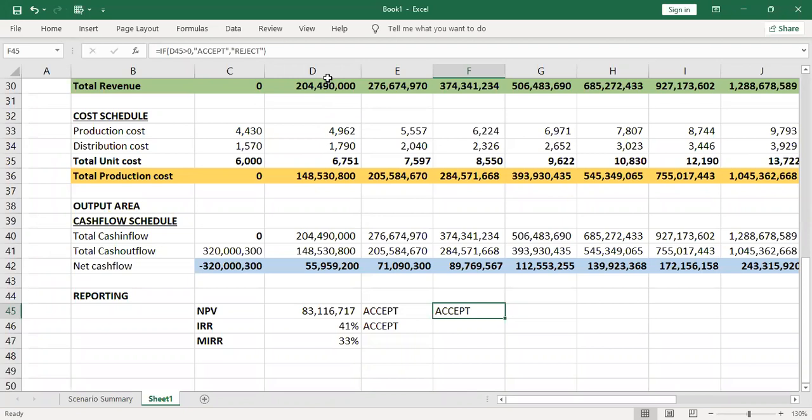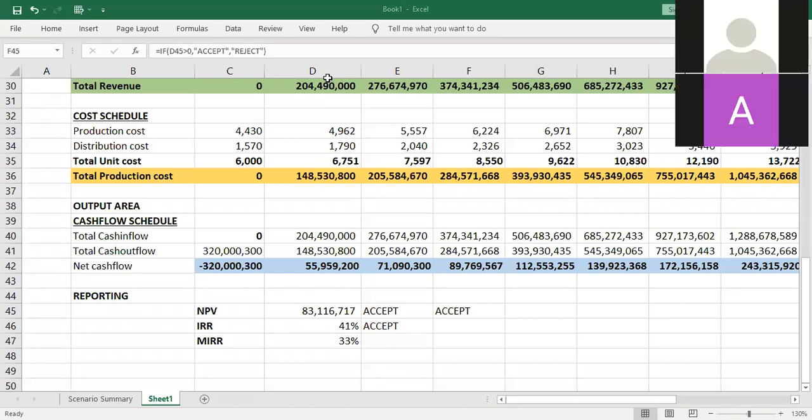What about MIRR? The criteria of accepting projects using MIRR is if the MIRR is greater than the discount factor, you accept, or else you reject.